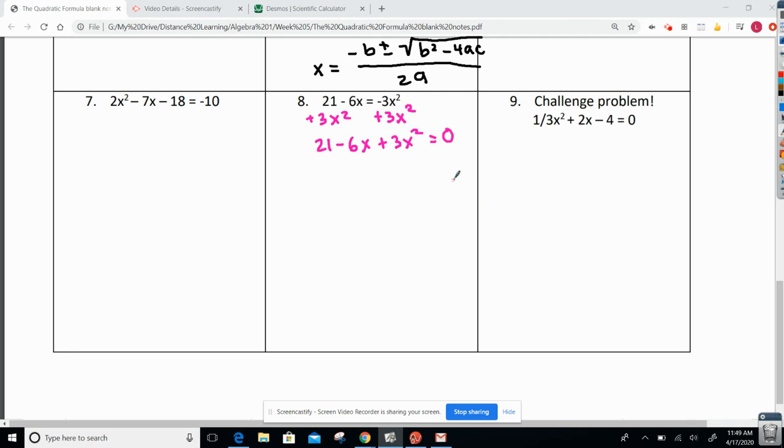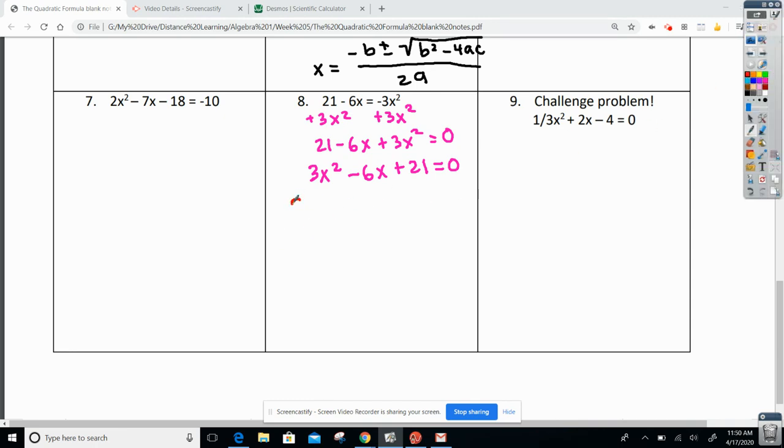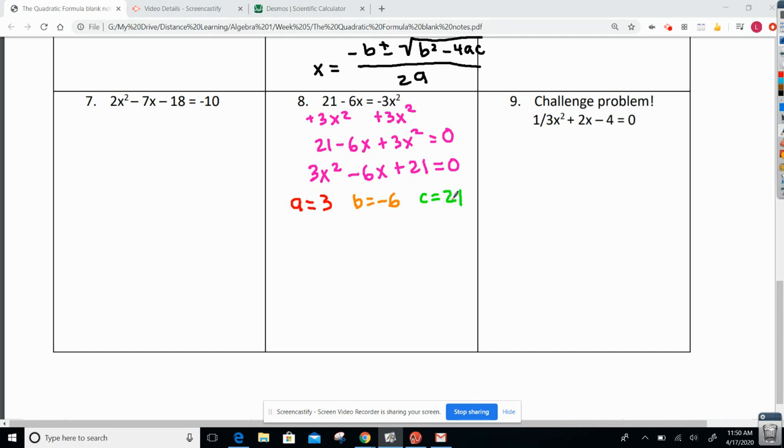Now it's equal to 0, but it's not in standard form. So I need my 3x squared to come first, then my negative 6x, and then my positive 21. So I have 3x squared minus 6x plus 21 equal to 0. Now it's in standard form, and I can identify my a, b, and c. My a value is 3, my b value is negative 6, and my c value is 21. I've identified them all, and now I can plug them into my formula.